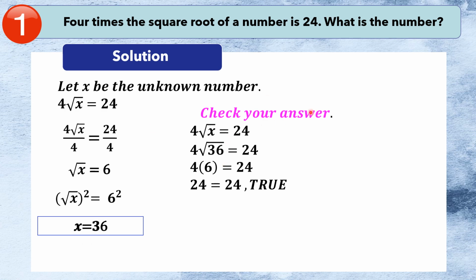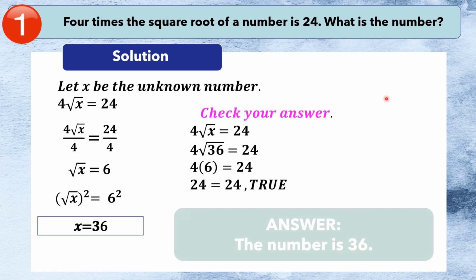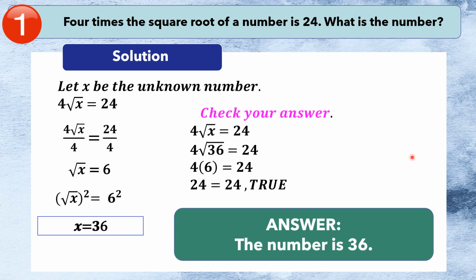Again, we have to check our answer kung masatisfy ba niya ang original equation. So, for our checking, given the original equation 4 times square root of x equals 24, substitute the value of x, which is 36, kaya meron tayong 36 dito. So, 4, square root ng 36 is 6, equals 24. 4 times 6 is equal to 24, equals 24. This is true. Since true yan, ibig sabihin, pwede na nating sabihin, or we can conclude, that the answer or the number is equal to 36.